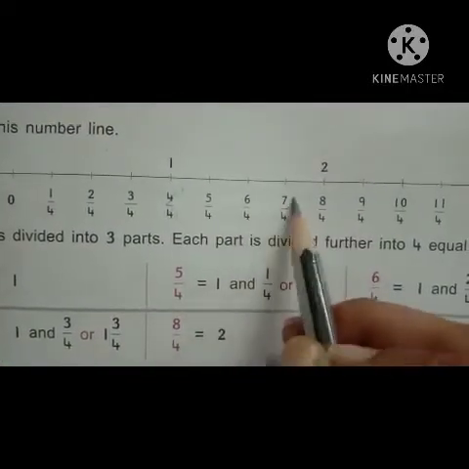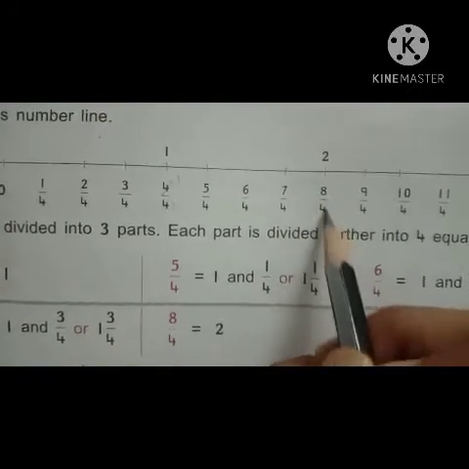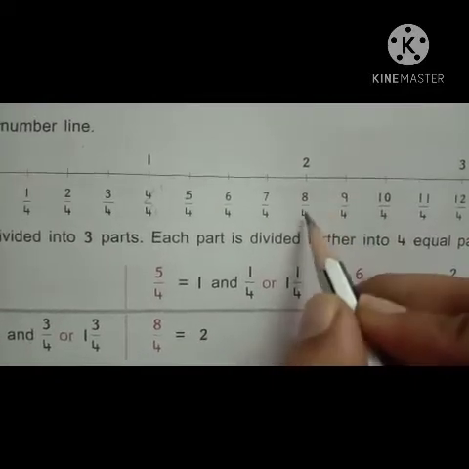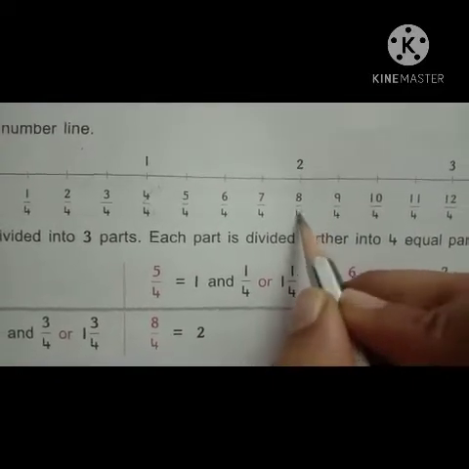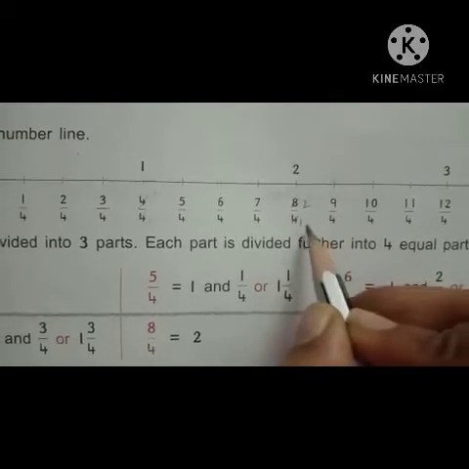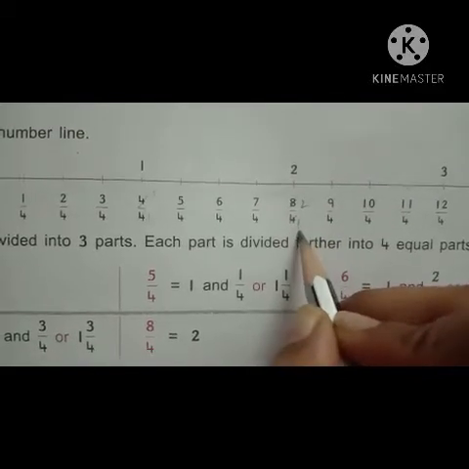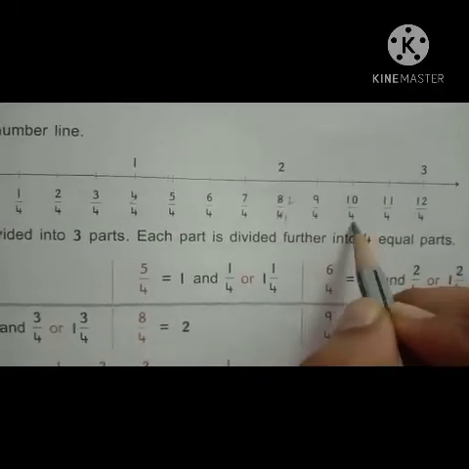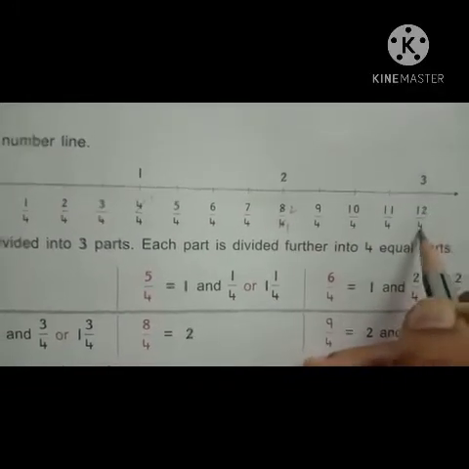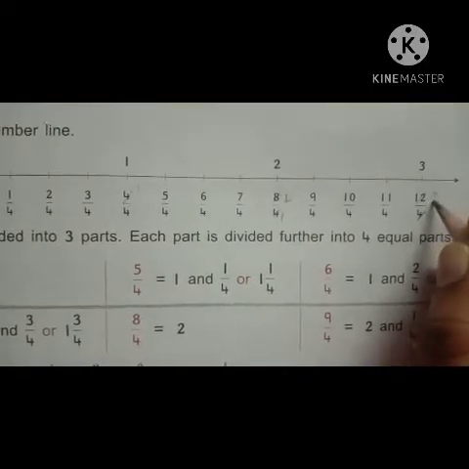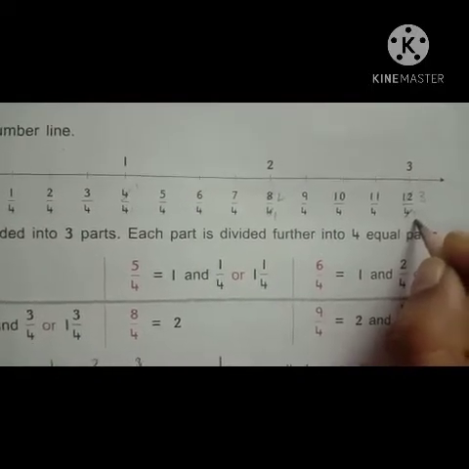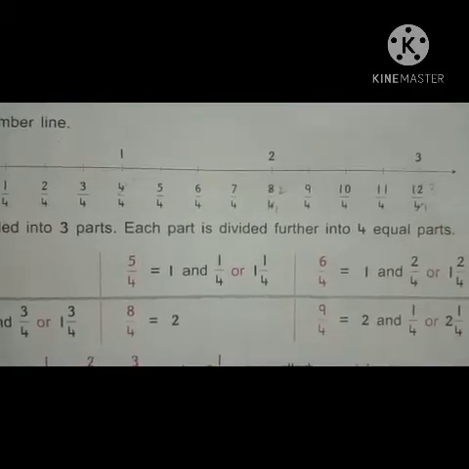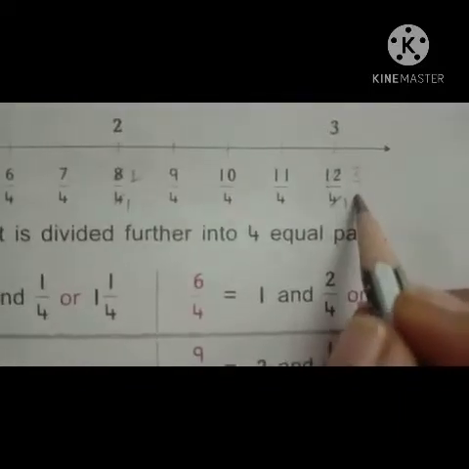5 by 4, 6 by 4, 7 by 4, 8 by 4. 8 by 4, see here children, 8 by 4. 8 by 4 means in the 4 table, 2 numbers are there. 1's a, 2's a. In the denominator, 1 is there means there is no value. So here we have to write only 2. 9 by 4, 10 by 4, 11 by 4, 12 by 4. 12 by 4 also is 3. In the denominator 1 is there means there is no value. So we have to write only 3.